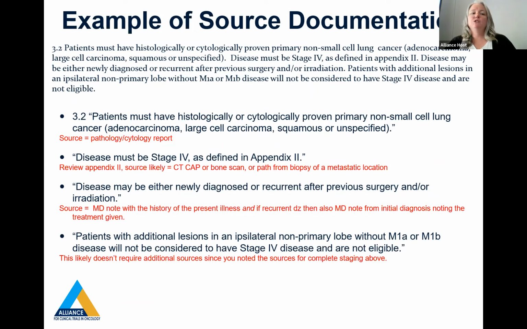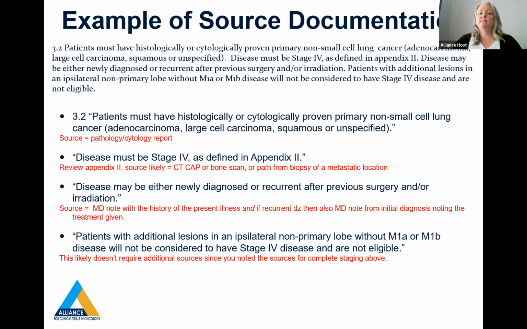So you see here this eligibility criteria 3.2. The patients must have histologically or cytologically proven primary non-small cell lung cancer, et cetera, et cetera. I won't read it all to you, but you see there are 4 points. There are 4 things to prove for eligibility in that one section 3.2. So the first one is the patients have to have the histologically or cytologically proven primary. So that's number 1. That would come from your pathology report or your cytology report.